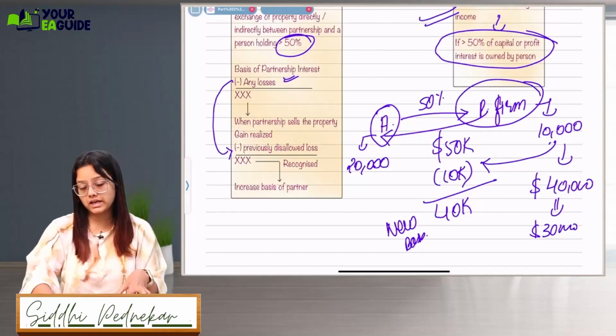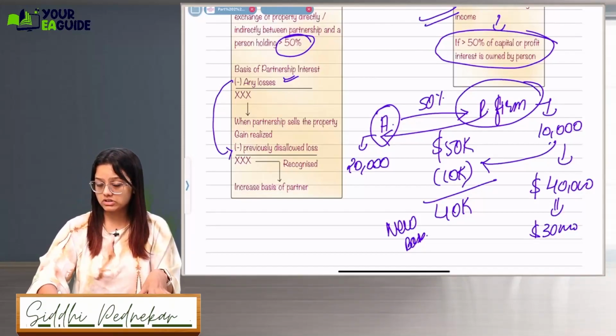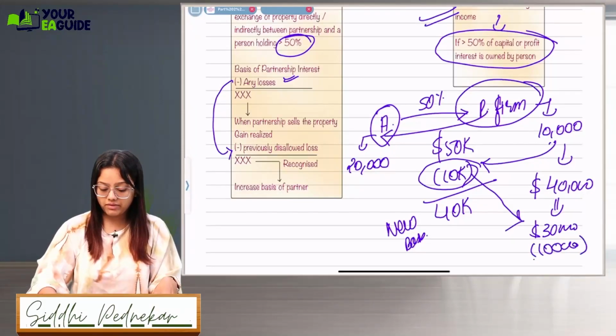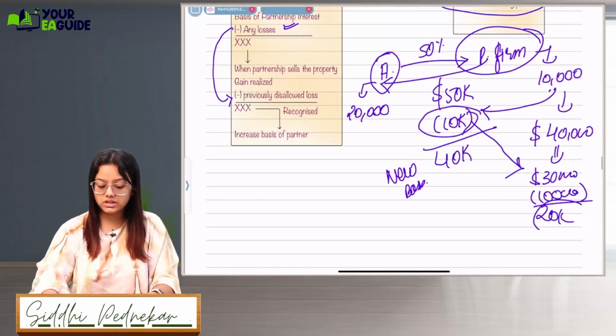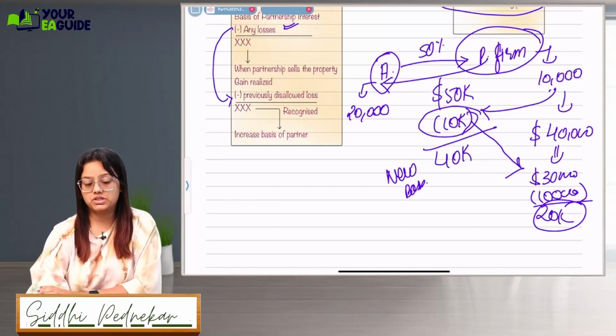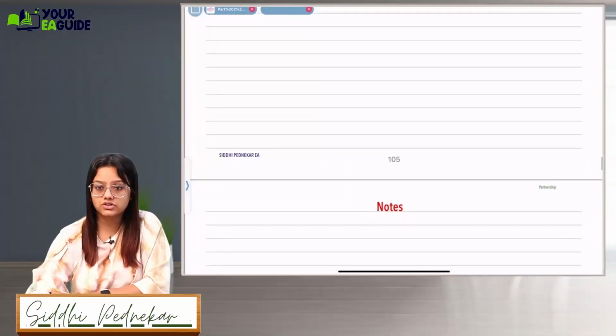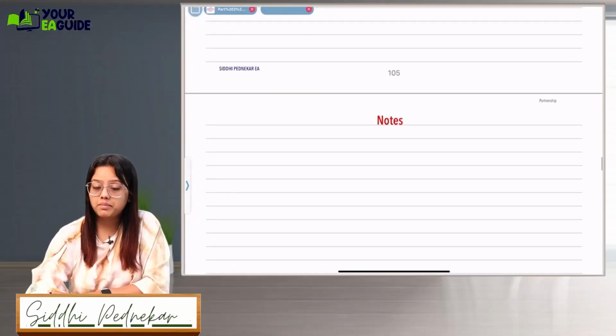On the 30,000 gain, they will not pay the capital gain, but they will straight away reduce this disallowed loss over here, and the remaining amount, 20,000, they will call it a capital gain for the partnership firm. Got it? This is the case of the related party transaction. So that's it for the partnership firm.